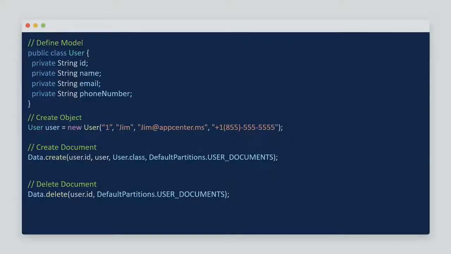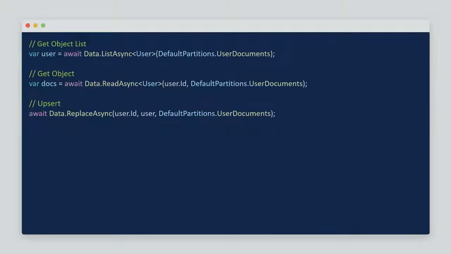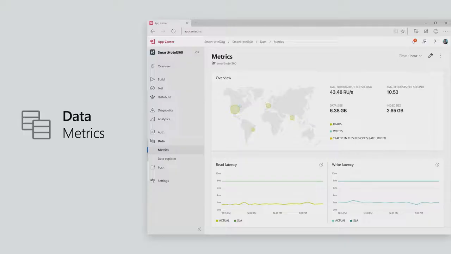So some methods here that you have. You create your data model, new it up, and then there's a create method and a delete method, passing in the IDs of what you want, and the partitions here are the user documents as opposed to public. And then there's a list async to get them all back, a read for a single, and then a replace, which is like an upsert or an update.